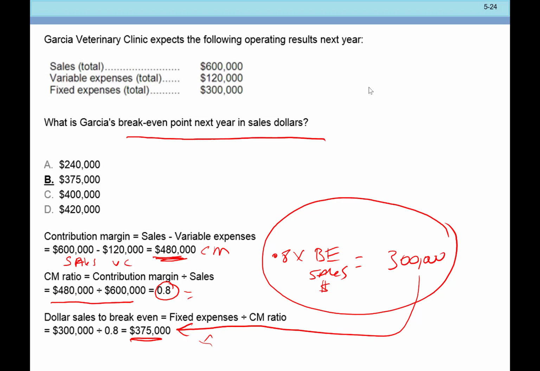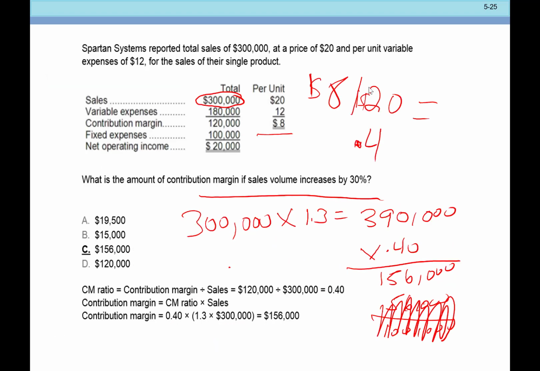Okay, good. Let's take a look at this one. Here, I could have done it with the big numbers, or I could have done it with the little numbers. When it comes to calculations, I like little numbers. So 20 minus 12 is 8. My contribution margin per unit is 8. I divide that 8 by the sales price per unit, that 20. That gives me a contribution margin ratio of 0.4.